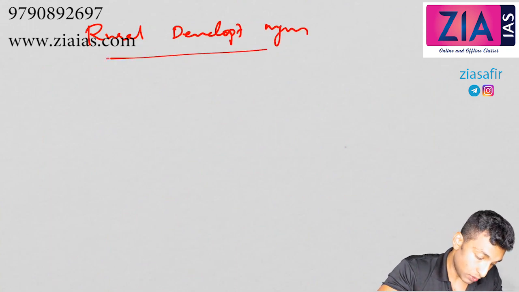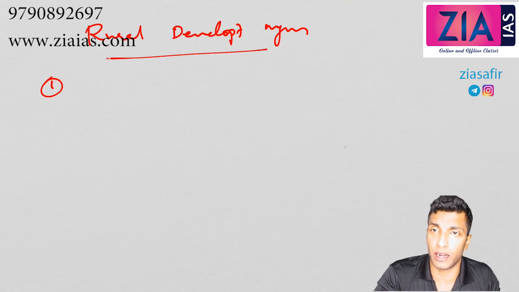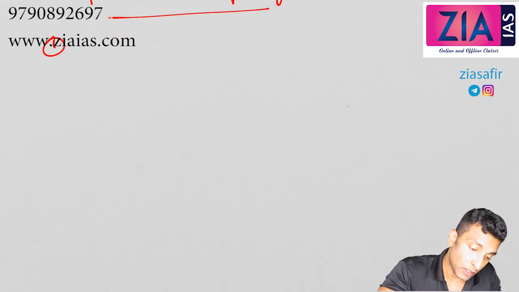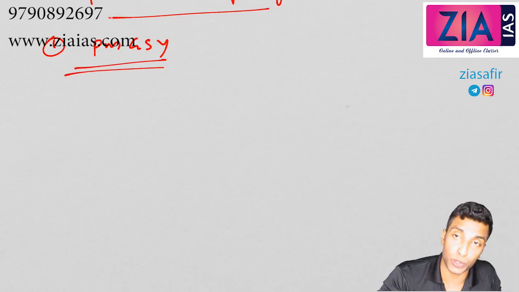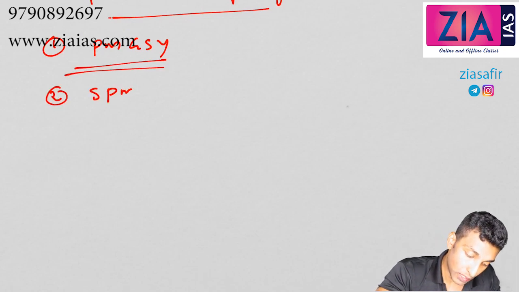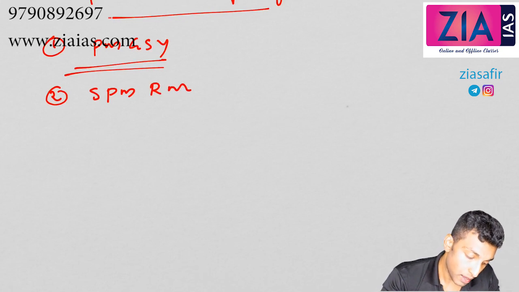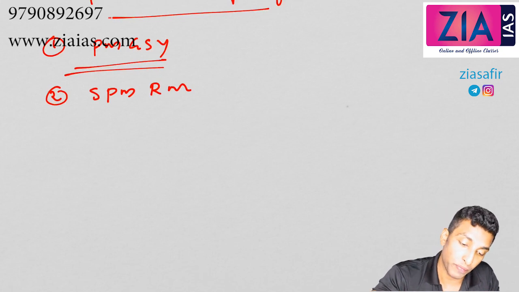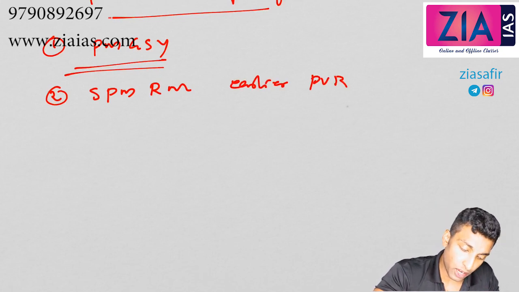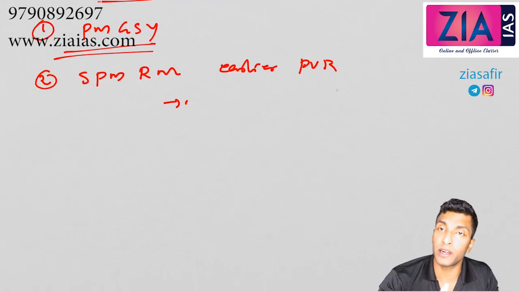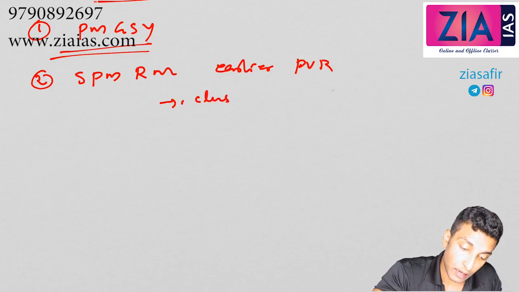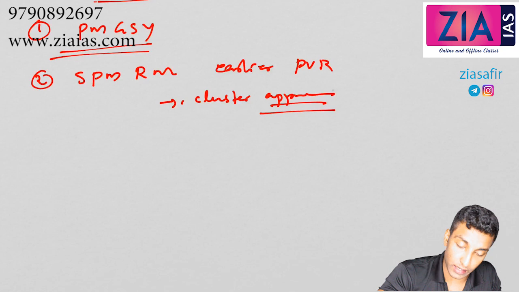Now I'll talk briefly about rural development programs. I'll give you the notes for this, you can refer to them and complete it. I'll quickly look into those schemes and you can read the notes and it will be clear. First one, PMGSY, Pradhan Mantri Gram Sadak Yojana. Second one, Shyama Prasad Mukherjee Rurban Mission. Earlier it was the Provision of Urban Amenities in Rural Areas, PURA. It is a cluster approach, and the target is to set up 300 clusters by 2020.